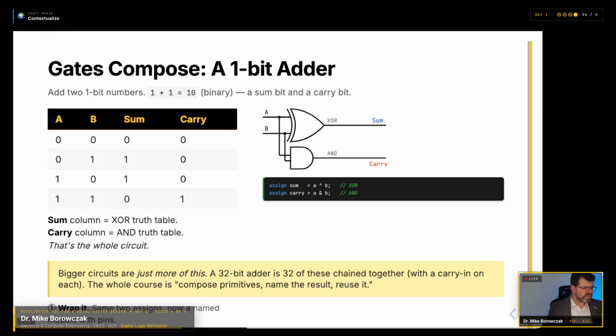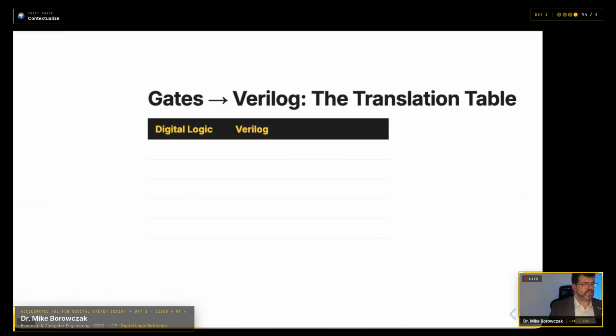So that is what we will do. We will take this, wrap it, and name it as a module and reuse it. So we will wrap this up and reuse it to create a full adder.